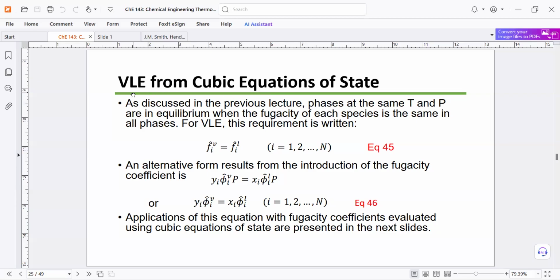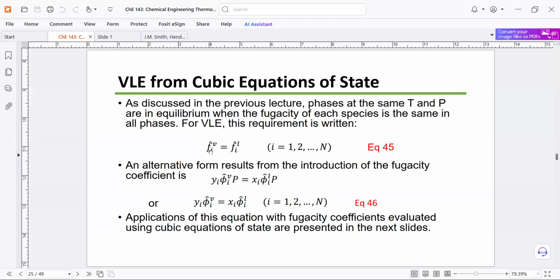Okay, now let's begin with the fugacity criterion for equilibrium. So remember, in equilibrium, the fugacity in solution of a species in the vapor phase should be equal to its fugacity in solution in the liquid phase. So we already established this in lecture 4, and this is a criterion for equilibrium.